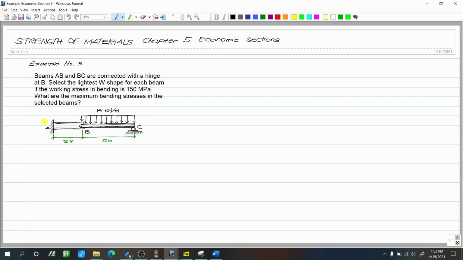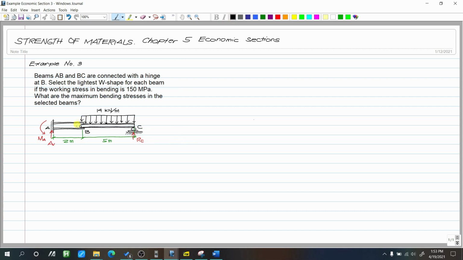So, syempre, meron ditong bending moment. Tama ba? So, this is MA. And this is AV. Okay, and this is RC. So, by segment tayo. Okay?